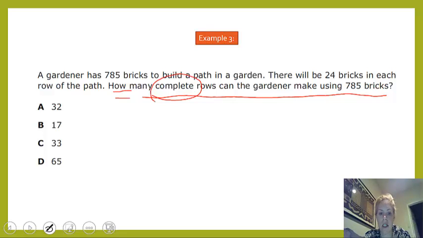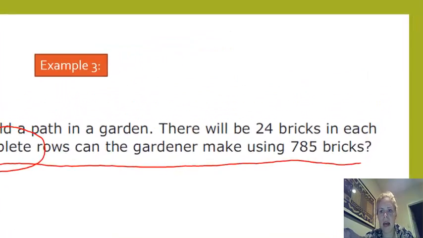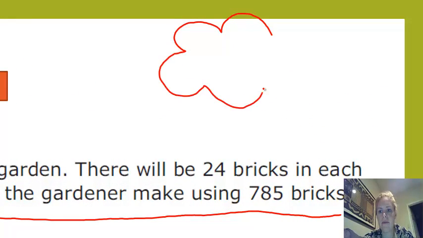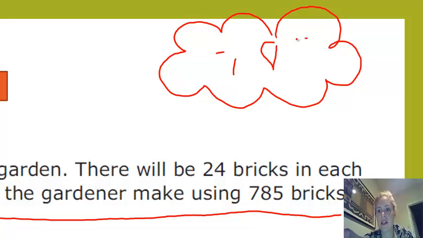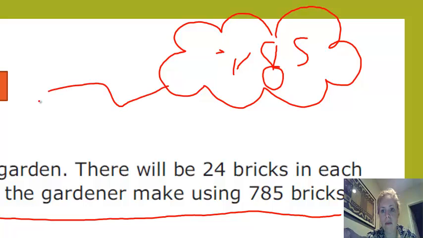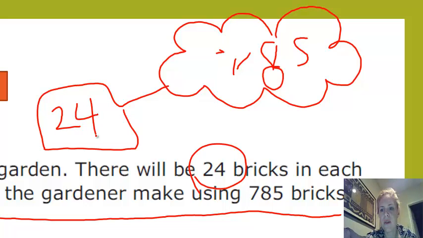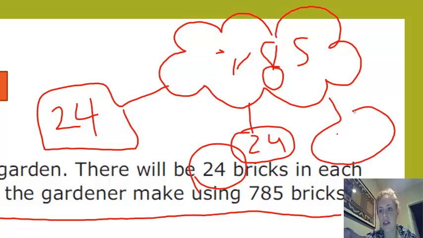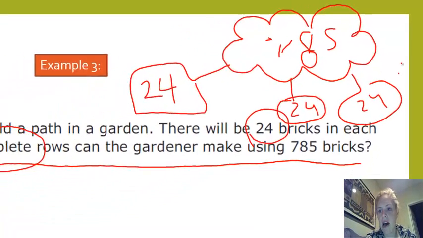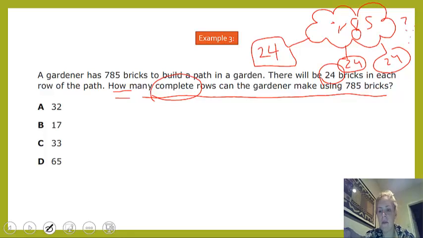that we have hanging on our window in our classroom. So I'm going to imagine that there's this cloud. It would be a heavy cloud, but there's 785 bricks in the cloud. That doesn't look like an 8, and that doesn't look like a 7, but that's 785. And here's one row of my path, and that path has 24. So I keep dividing my path up into 24 bricks, and I want to figure out how many paths I can make.